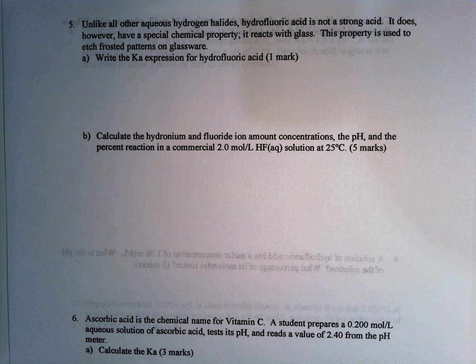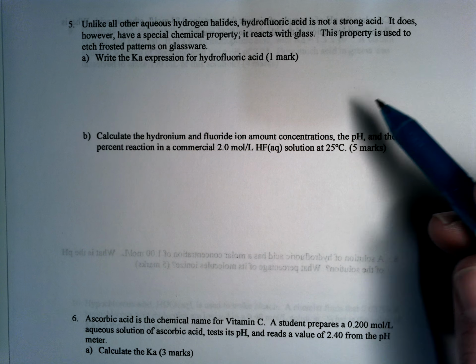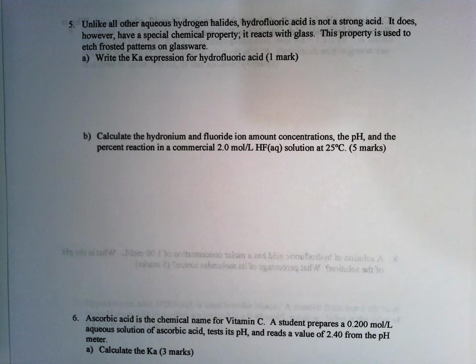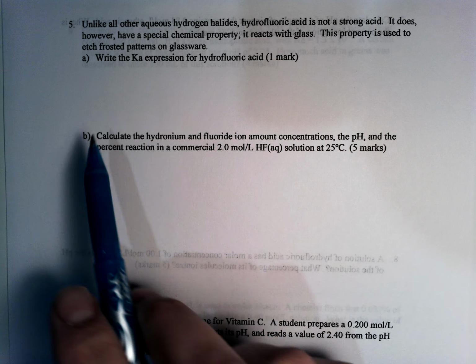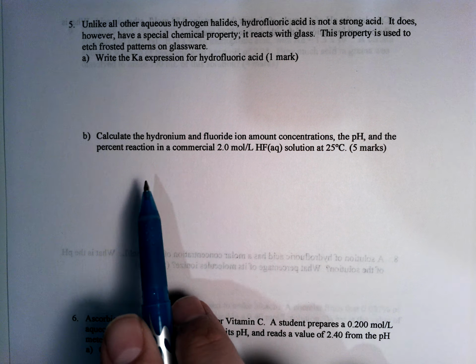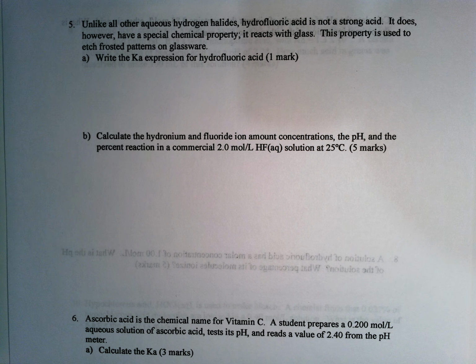Okay, so for this one, we're looking at hydrofluoric acid. Write the Ka expression. I'm sure you guys can do that now. I'll do part B. Calculate the hydronium and fluoride ion concentrations, the pH, and the percent reaction if we have 2 moles per liter HF at 25 degrees Celsius.